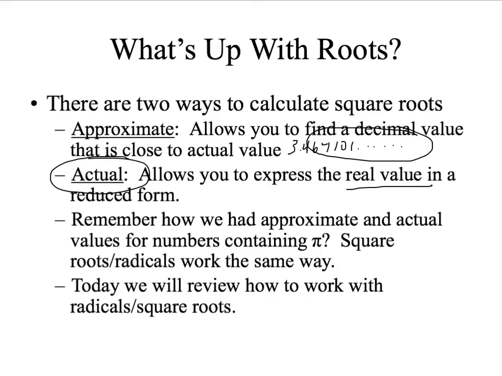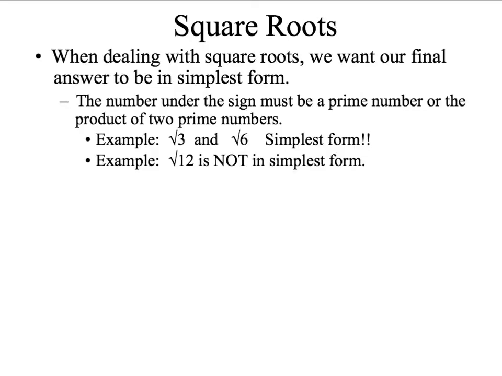We have approximate and actual numbers for pi, right? Well, roots and radicals are going to work the same way. And we're going to show you how to do that today. So when dealing with square roots, we want our final answer to be in simplest form. And what simplest form means is we want as much of the number that actually has real value outside the square root, to the left of the square root. The number under the square root must be a prime number or the product of two or more prime numbers.